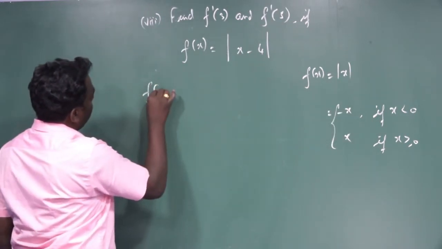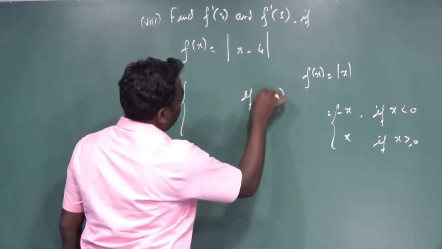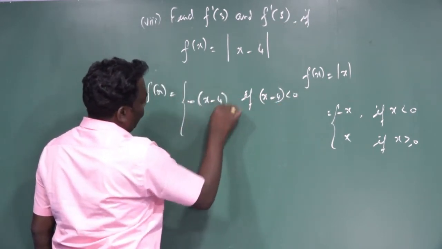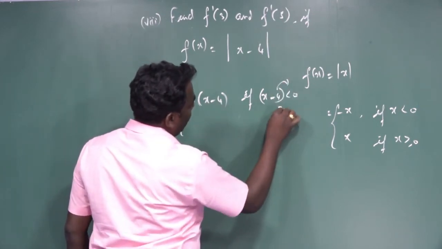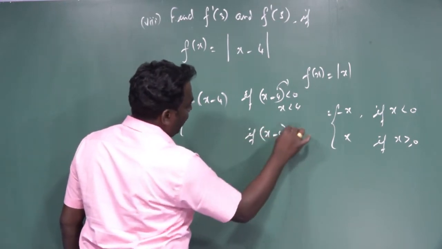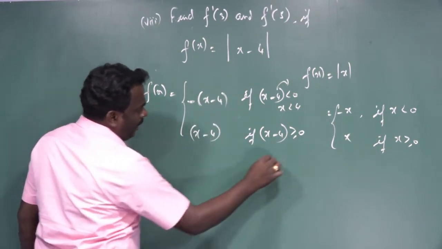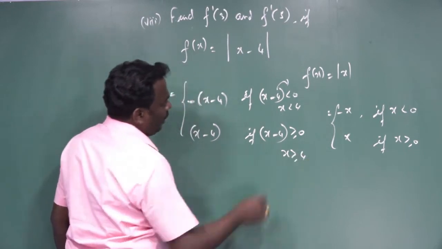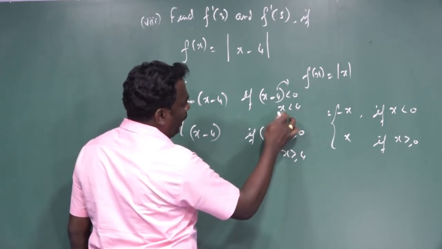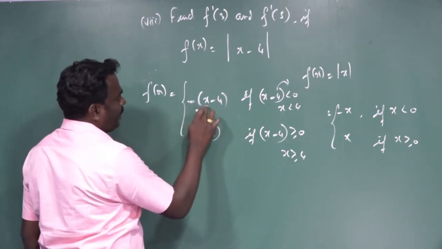f of x is equal to what? If the condition x minus 4 is less than 0, then we can take minus of x minus 4. That means we transfer, x less than 4 as the value. Next, if x minus 4 is greater than or equal to 0, then the modulus takes the positive value, x minus 4. That means x is greater than or equal to 4. For x less than 4, that means taking values like 3, 2, 1, 0 and so on, negative values, we get the function value equal to minus of x minus 4.